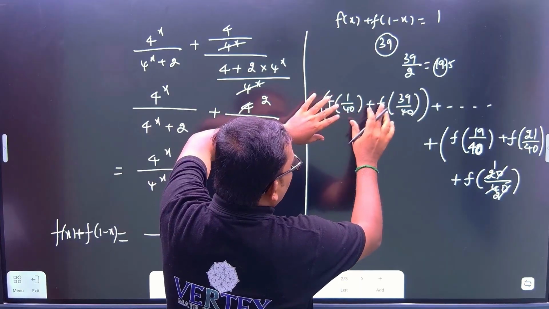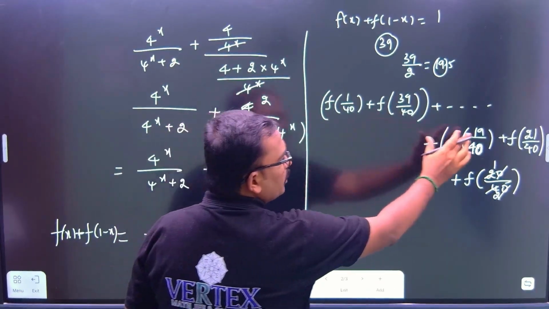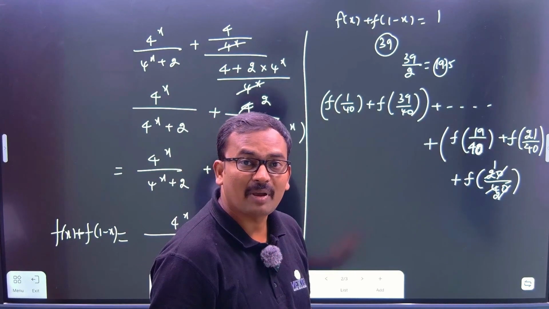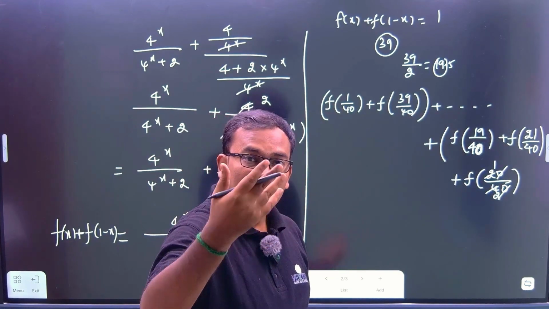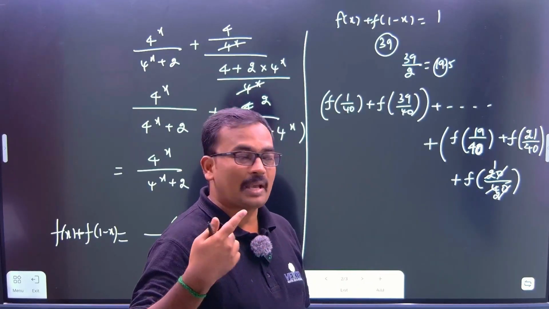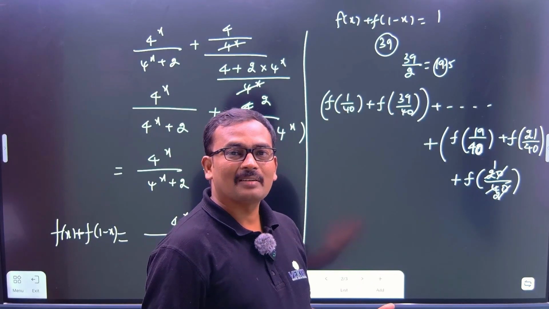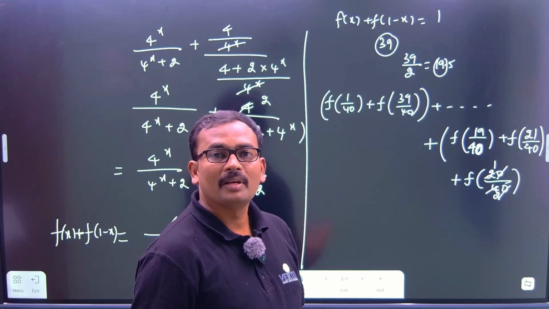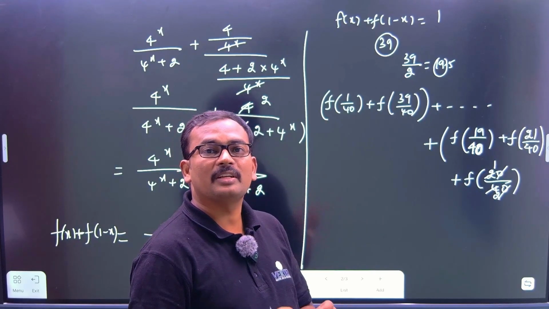So f of 1 by 40, f of 39 by 40 pairs, up to f of 19 by 40, f of 21 by 40. So totally 19 pairs are possible because 39 divided by 2 is 19.5. So 19 is the number of pairs. The next term is the extra term. Suppose an even number of terms is there, for example, if it is 50, 50 by 2 is 25. So 25 pairs are possible. There is no extra term.